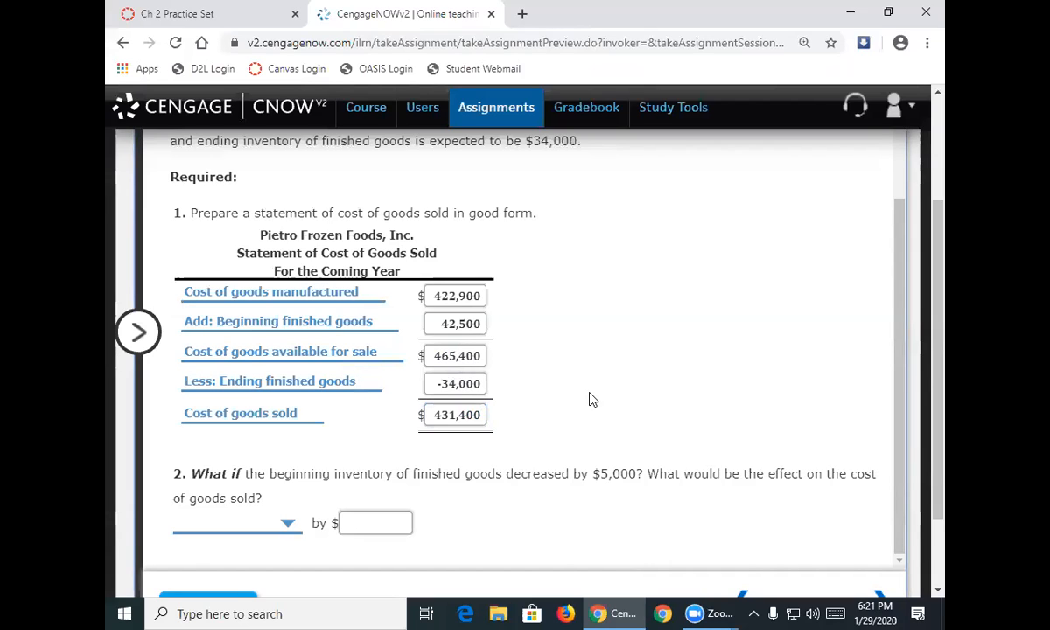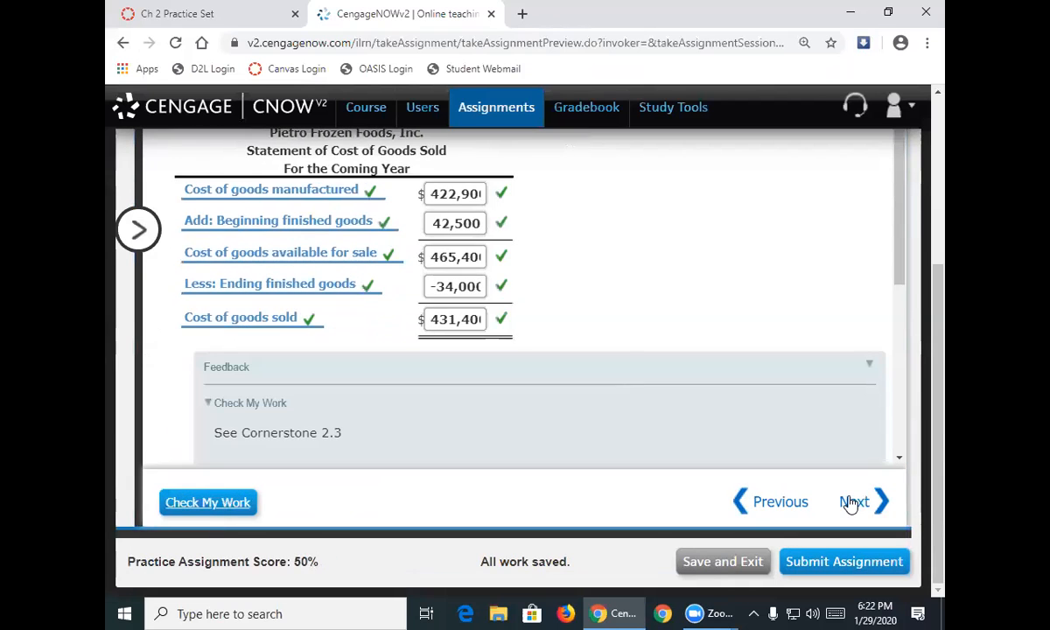So once you have that cost of goods manufactured, your cost of goods sold statement's pretty easy to calculate. But again, just remember on your homework, you'll have different numbers, so you'll have to calculate that first. What if beginning inventory of finished goods decreased by 5,000? What would be the effect? It decreased then. Very good. It would decrease by the 5,000, right? Any questions on that one? It's pretty quick when we already have the cost of goods manufactured, right?